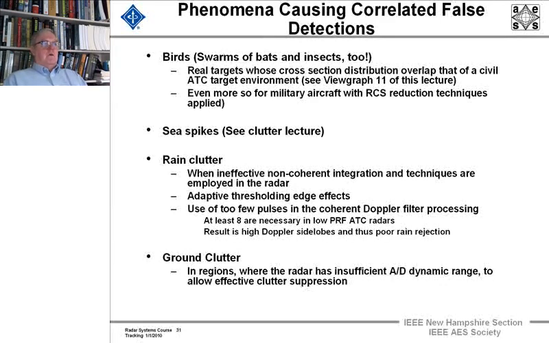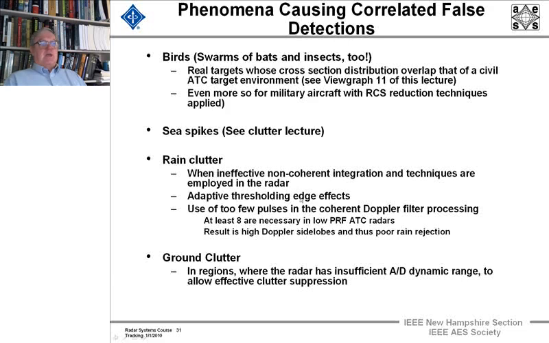Rain clutter: when ineffective non-coherent integration techniques are employed in the radar, rain clutter is correlated, and you don't get your full value for your non-coherent integration. And I showed that on a graph earlier, when I was talking about the correlated clutter in Fred Nathanson's work that was published in his book.